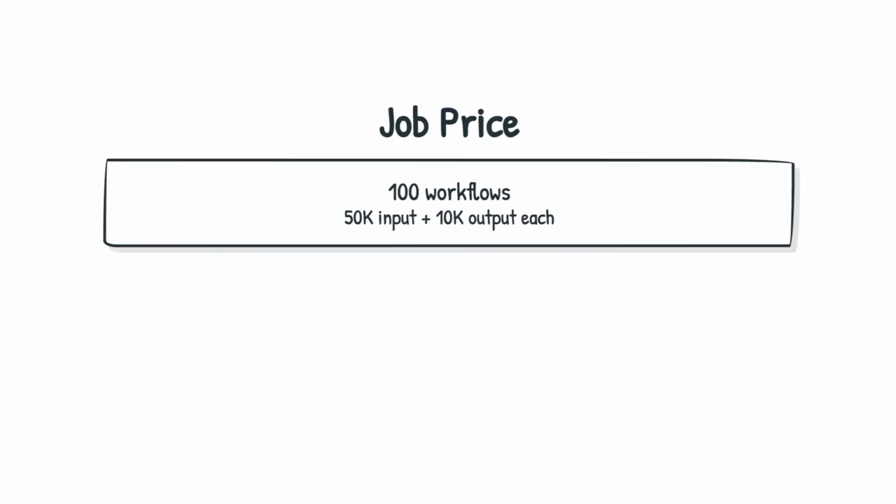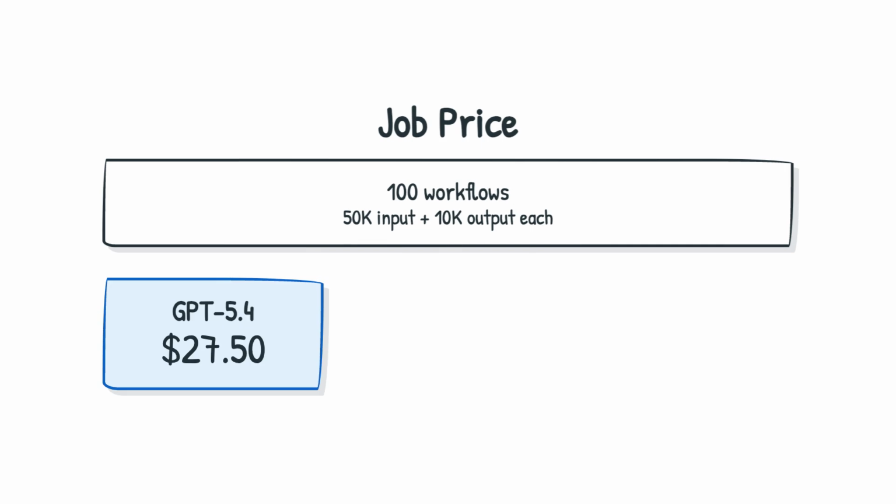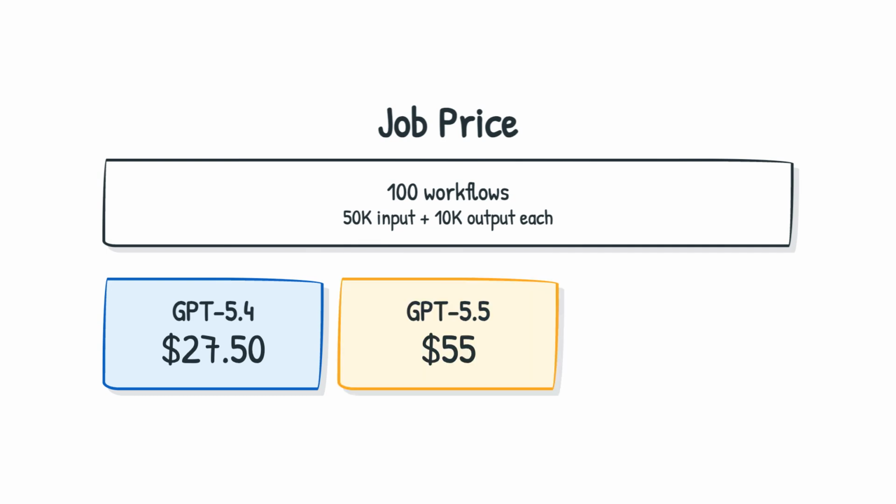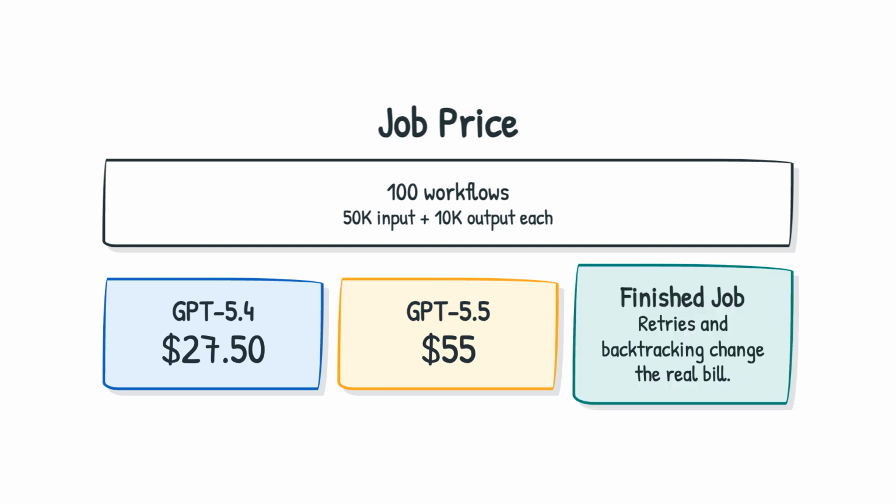Here's a simple example. Imagine a team runs 100 workflows in a month. Each one uses 50,000 input tokens and 10,000 output tokens. At the same token shape, GPT 5.4 would cost about $27.50. GPT 5.5 would cost about $55. But if GPT 5.5 avoids failed attempts, uses fewer reasoning loops, or finishes with less back and forth, the cost per completed job can shrink. The right question is not which token is cheaper. It is which finished job is cheaper.